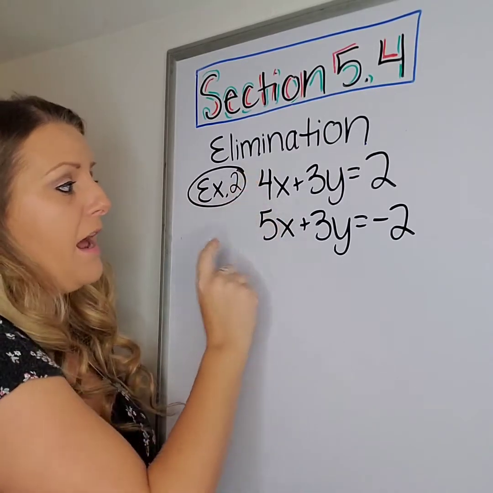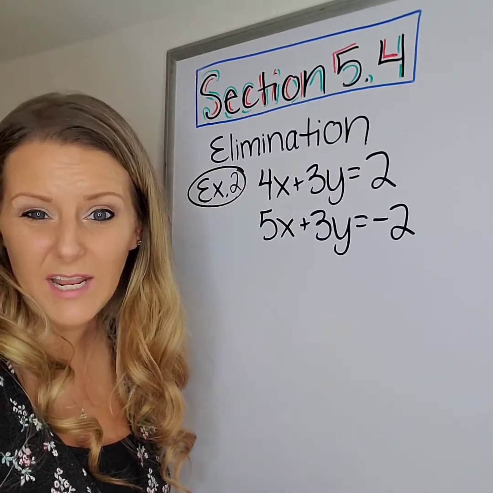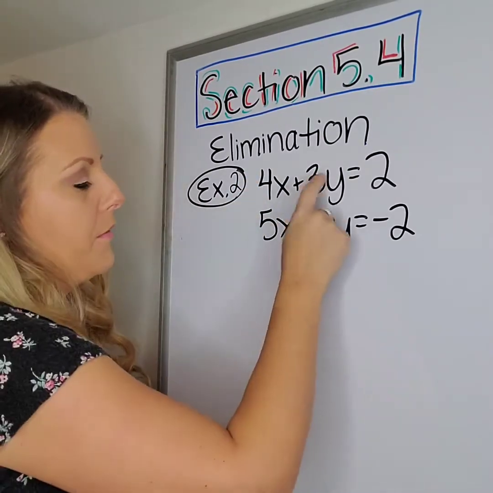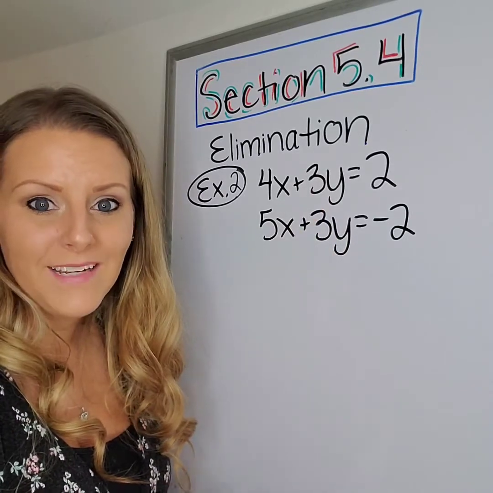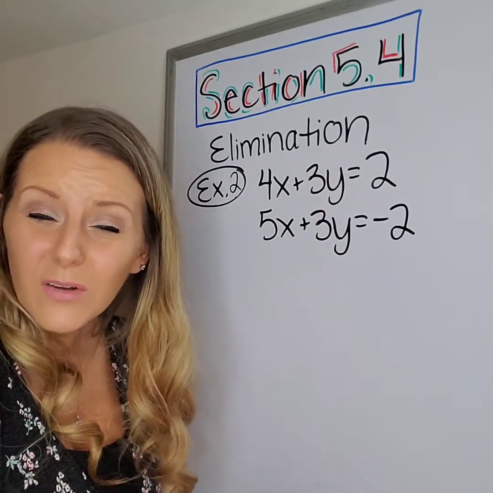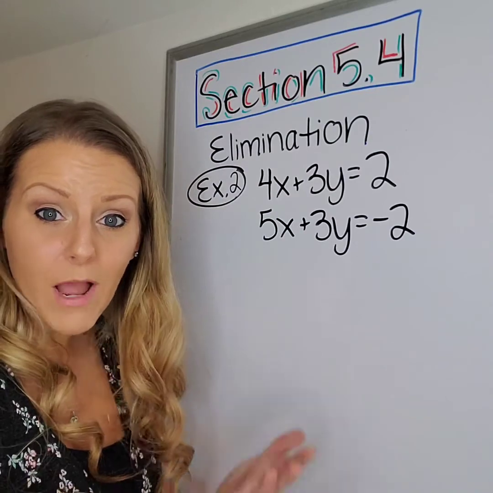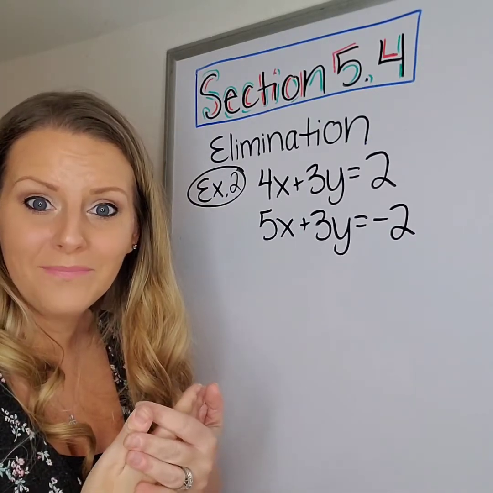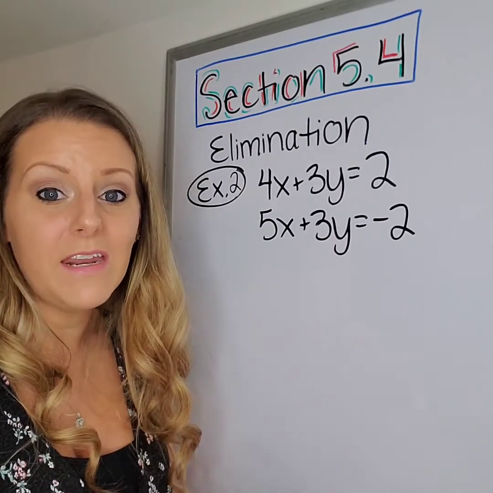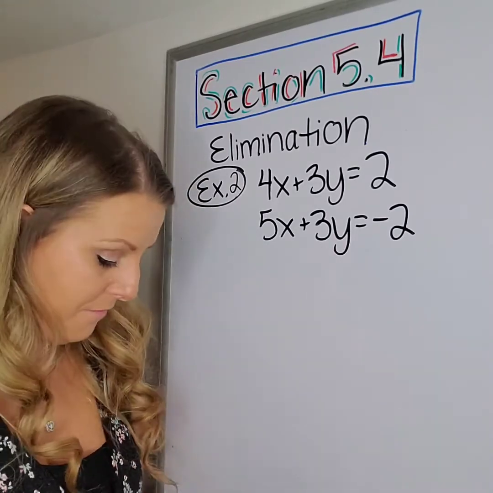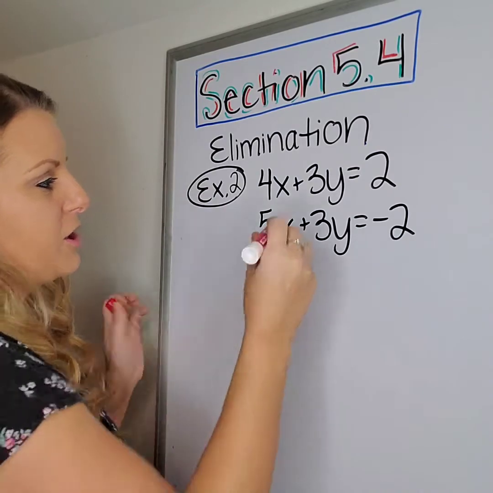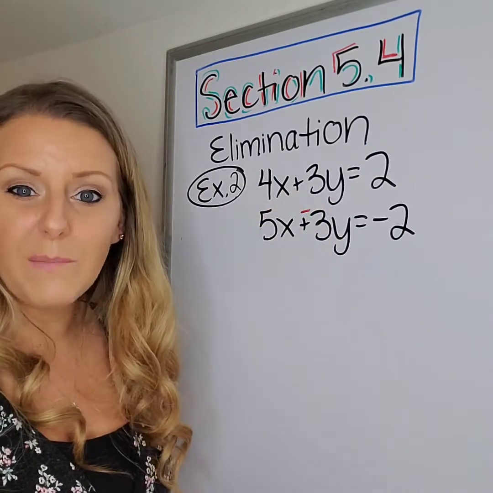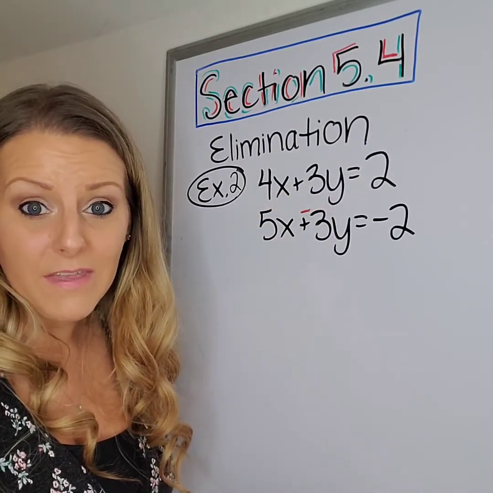Does 4x and 5x, does that eliminate? No. What about 3y and 3y? Well, it's really close, right? We have 3y and we have 3y, but what does one of them have to be to eliminate? Negative. Okay, so we need a positive 3y and a negative 3y. So how about I just put a negative there?